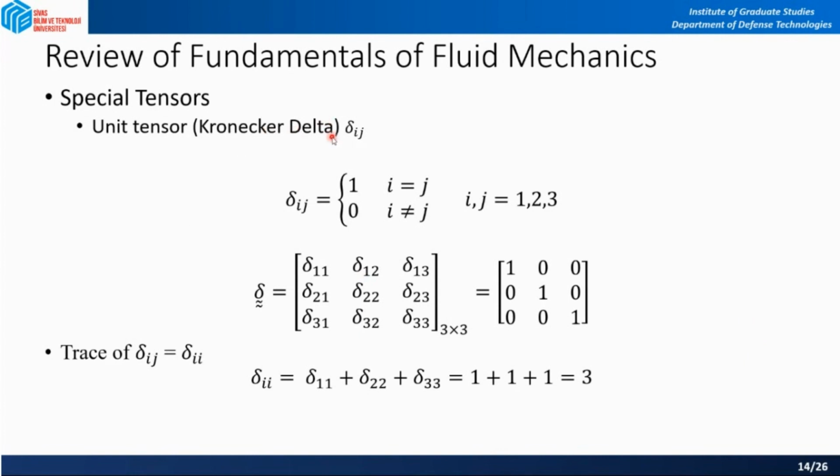So delta ij is the unit tensor or Kronecker delta. Its definition is like this: delta ij, so when you see i and j, it suggests that this is a tensor. And the definition is that when i is equal to j, it is 1. When i is not equal to j, it is 0. And i and j are from 1 to 3. So in vectorial form, it is a 3 by 3 matrix. So delta 1,1, delta 2,2, and delta 3,3 are 1, and the rest will be 0.